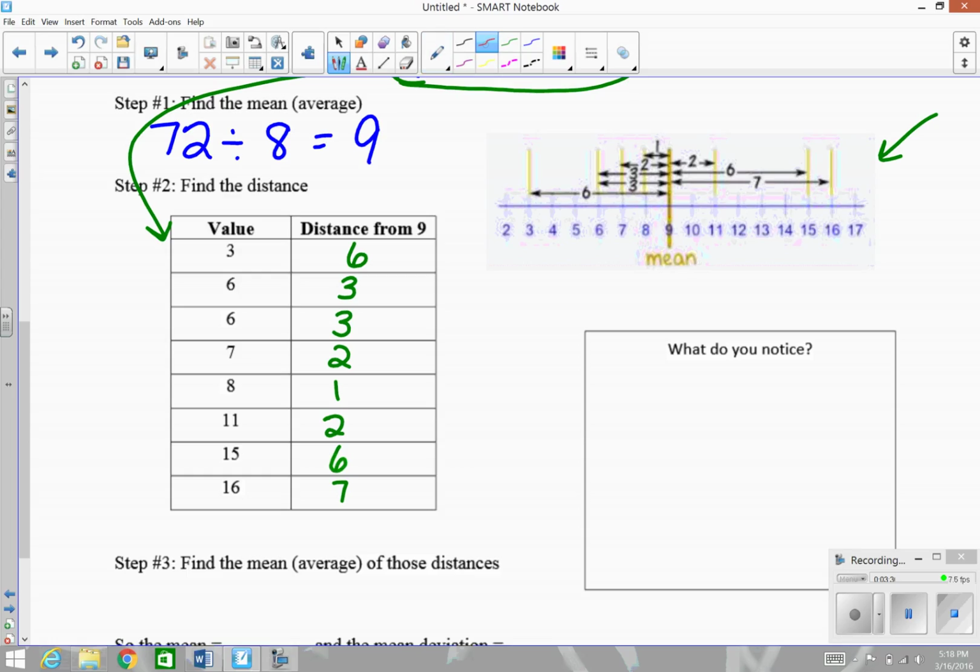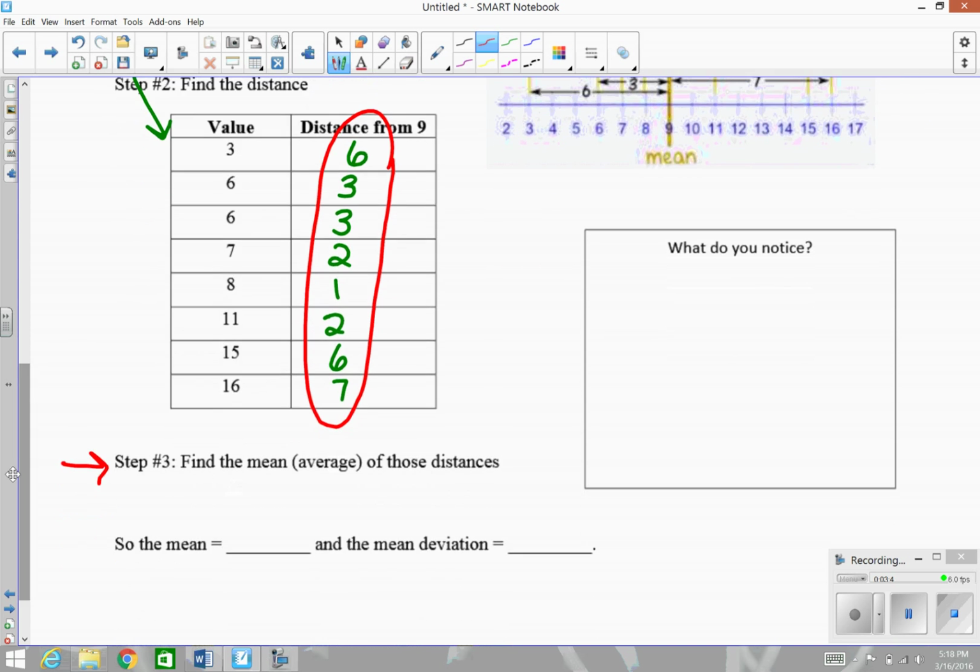The next thing we want to do, step 3, is find the average of these distances. So I'm going to add them up. When we add 6 plus 3 plus 3 plus 2 plus 1 plus 2 plus 6 plus 7, we get 30. And I'm going to divide by 8 because there are 8 values there. 30 divided by 8 is 3.75. So what we know is that the mean is 9 and the mean deviation is 3.75.